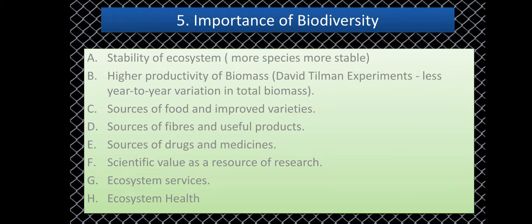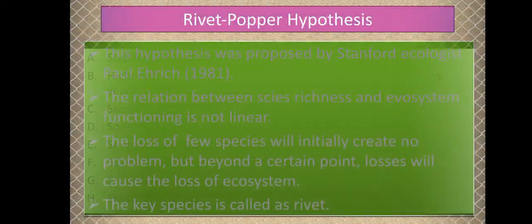Biodiversity acts as a scientific value, as a resource of research. Different kinds of animals or different kinds of plants are meant for scientific research, and these are the part of biodiversity. Biodiversity also helps in ecosystem services, just like pollination, checking of soil erosion, checking of floods, control of climate change, etc. And it is also important for ecosystem health.